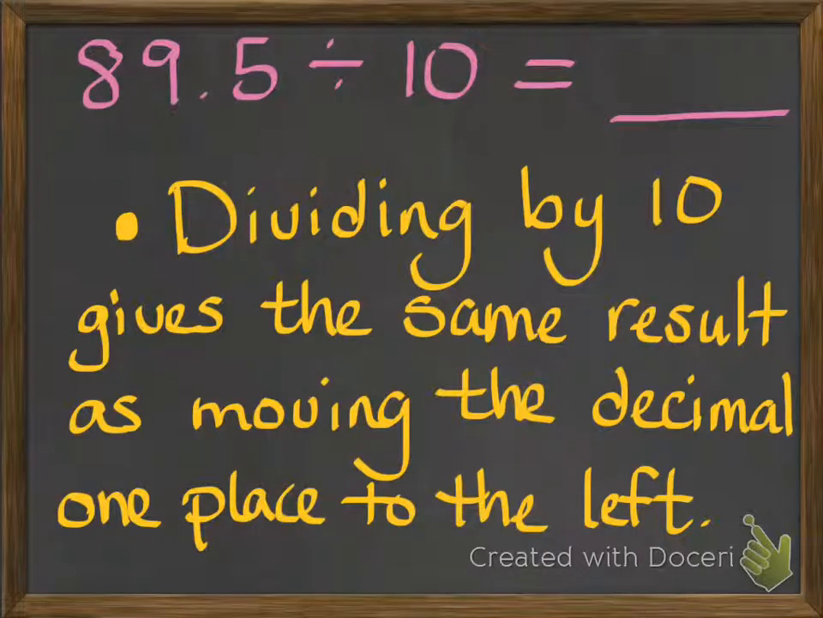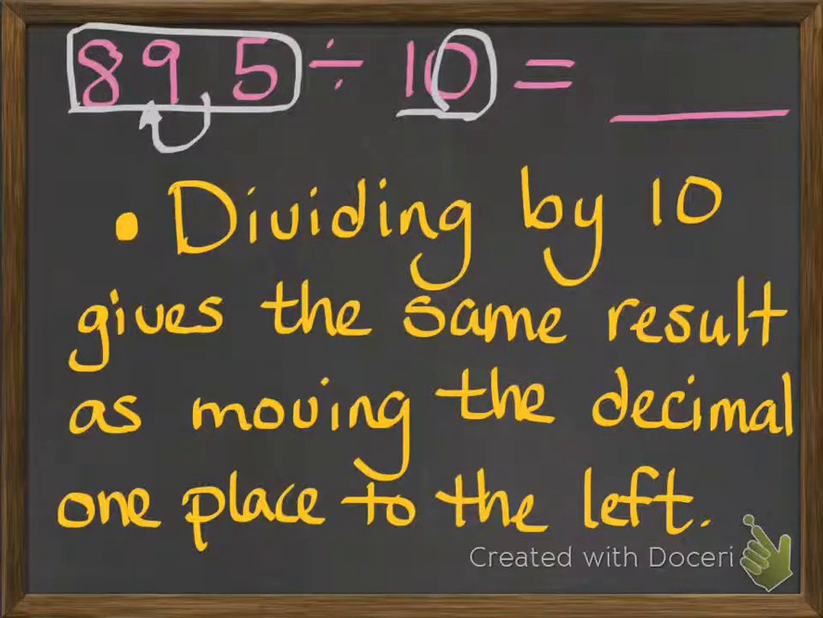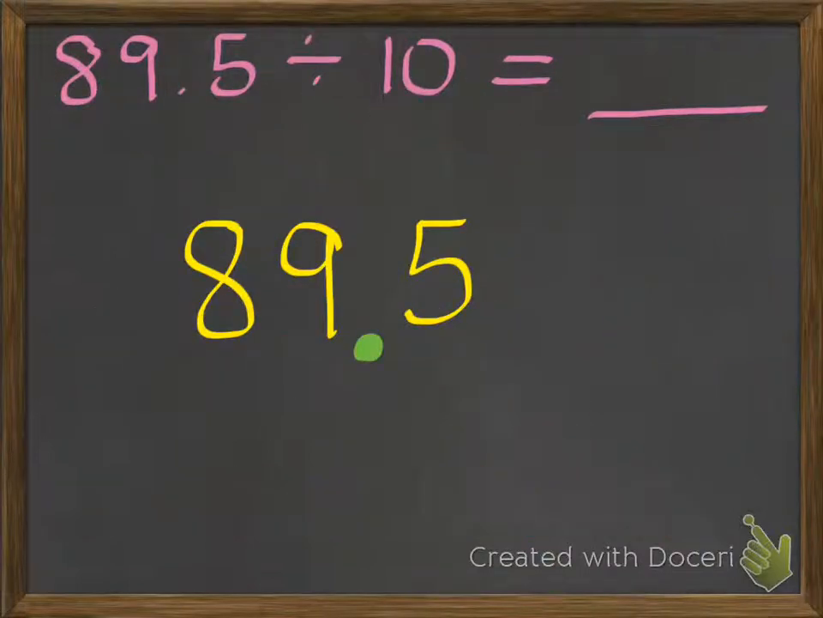The other thing to keep in mind is that dividing by 10 gives the same result as moving the decimal one place to the left. So when we divide by 10, notice it has a 1 and a 0 there, we're going to move that decimal point one place to the left, which will make this number smaller. It changed from 89.5 to 8.95, okay? So we're just going to move that decimal point one place to the left when we divide by 10. It's the opposite of what we did when we did multiplication. So our answer is going to be 8.95.